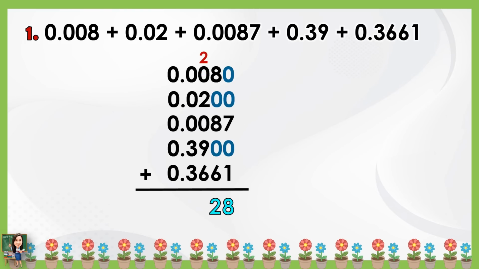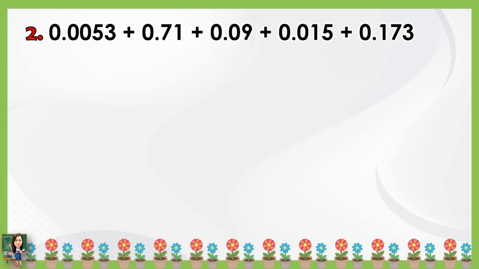Carry up 2. 2 plus 2 plus 9 plus 6 equals 19. Carry up 1. 1 plus 0 plus 0 plus 0 plus 3 plus 3 equals 7. Then write the decimal point and the 0. So the answer is 7,928 10,000ths. Number 2. First, arrange the digits in columns and align the decimal points.